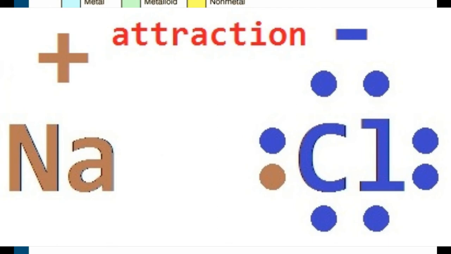Now, if chlorine gains an electron, what's her charge now? Negative one. She just gained one, so she's a negative one charge. Sodium lost an electron. And so he gave up that electron to over here. But however, if he gave up one, now what is his charge? Positive one. Do opposites attract? Yes.